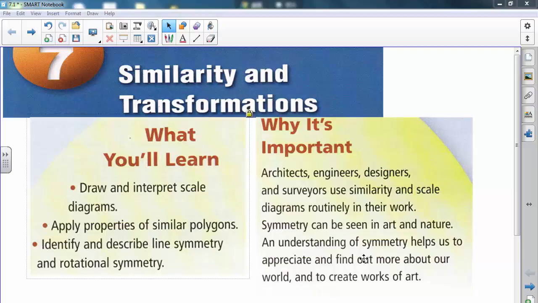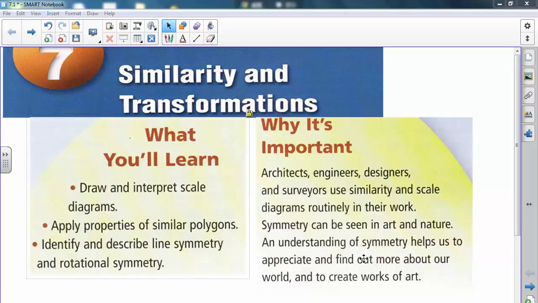Chapter 7, Similarity and Transformations. Let's look at what we will learn in this unit first. In this unit, we will learn how to draw and interpret scale diagrams. We will also learn how to apply properties of similar polygons to solve problems. We will need to know how to identify and describe line symmetry and rotational symmetry.